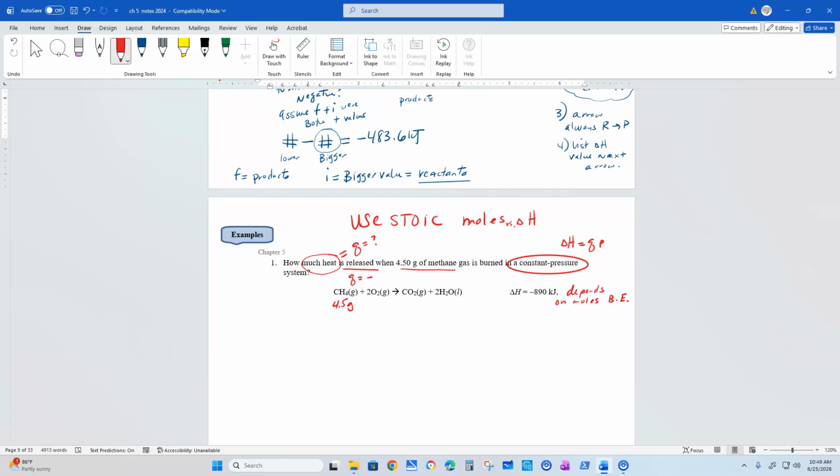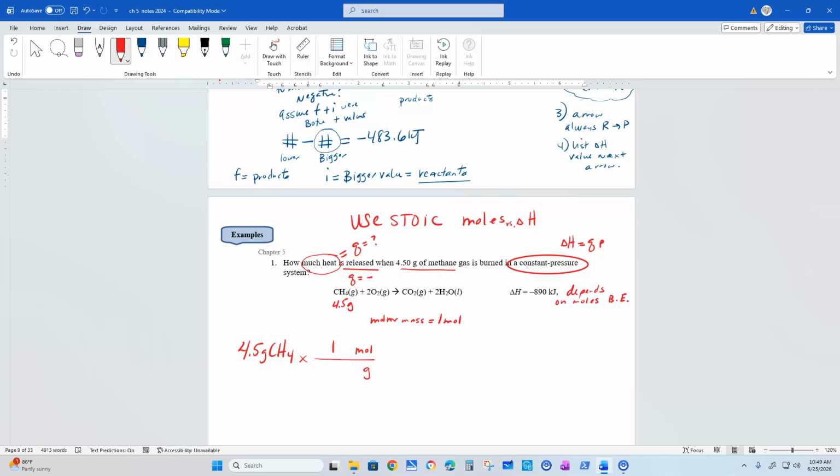Well, we start with the information that we know, 4.5 grams of methane. Now, where do we always go when we have grams? What's the first step? I've got to go to moles. Molar mass goes on the bottom, and molar mass always equals 1 mole. We don't even look at that balanced equation yet.